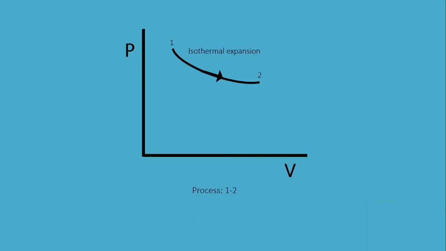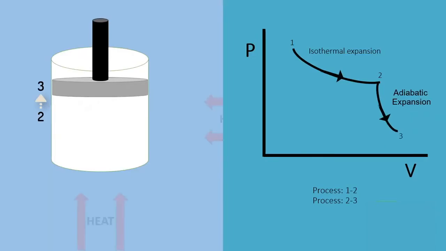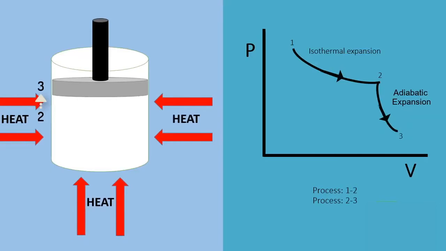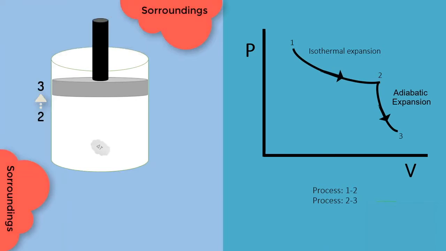Next, process 2 to 3, which is called an adiabatic expansion. Adiabatic in thermodynamics means that there is no heat transfer between surroundings and your system, or to put it simply, all change in temperature is contained within a system, which as a result makes the entropy zero. In this process, our volume increases and pressure decreases.